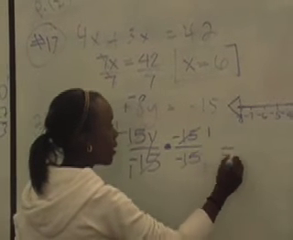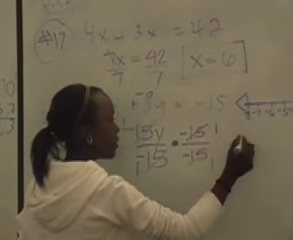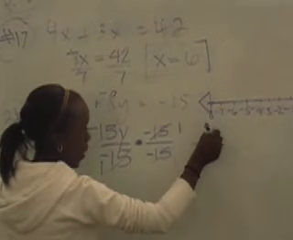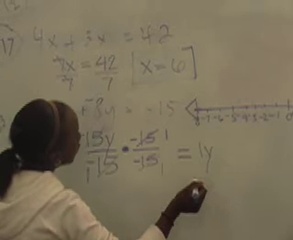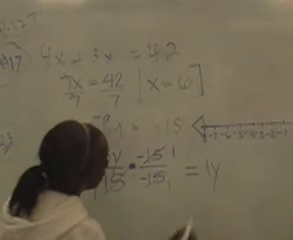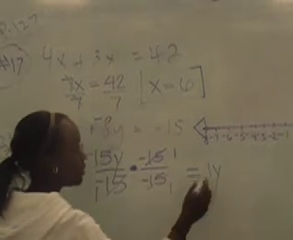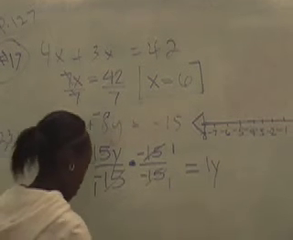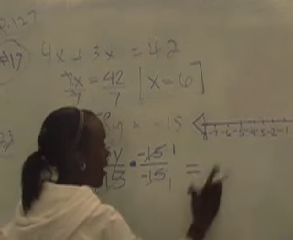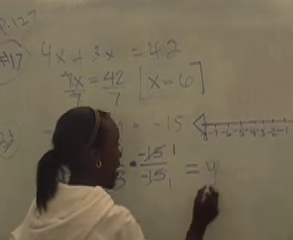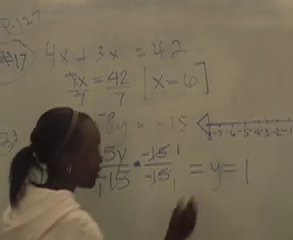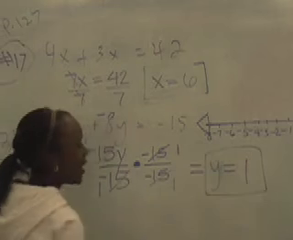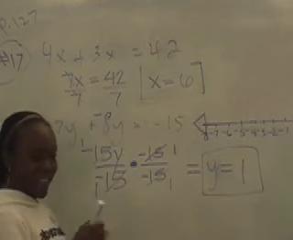Okay. And then you take everything and you shift it over, so it's going to be 1y, or y equals 1. Right? Y equals 1. We got to do this. Yay! Give her a hand.